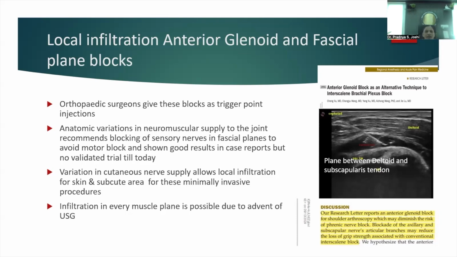This is the block which was used by the orthopedic surgeon as the trigger point injection. With the help of USG, we can identify the planes between the muscles and we can easily block the sensory nerves in all these facial planes. As with the TAP block for the abdominal surgeries, this facial plane block may also help us for the shoulder surgeries, where we can block only the sensory infiltration to the shoulder and thus the pain, and there will be no muscle paralysis after the surgery.